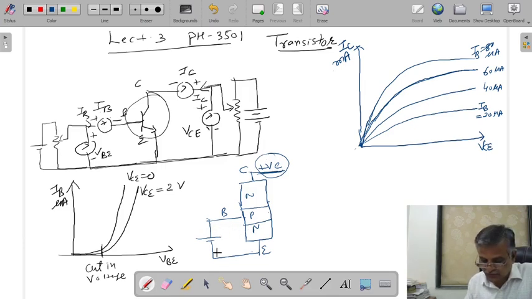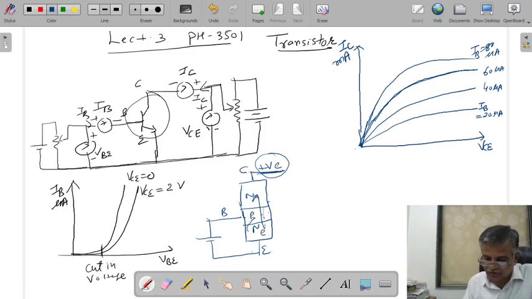Due to this forward bias, the electron crosses this depletion layer and enters the base, but the base is very, very thin, so most of the electrons will come to the collector. Only a few electrons will recombine with the base, but most of the electrons will come to the collector.